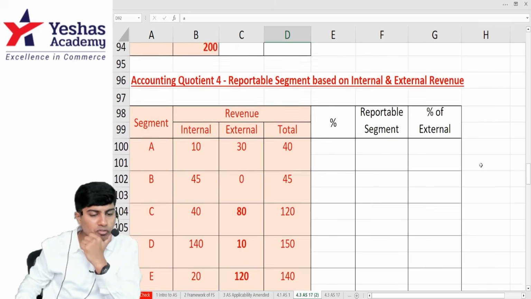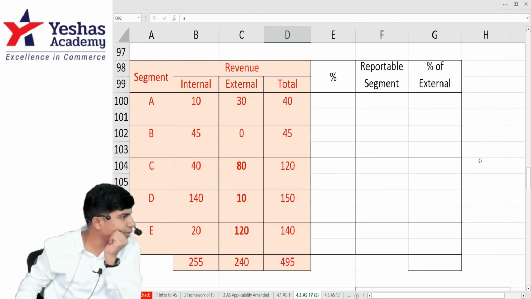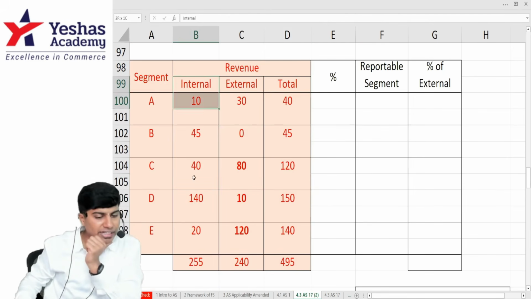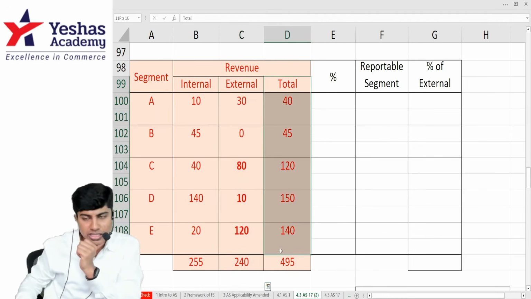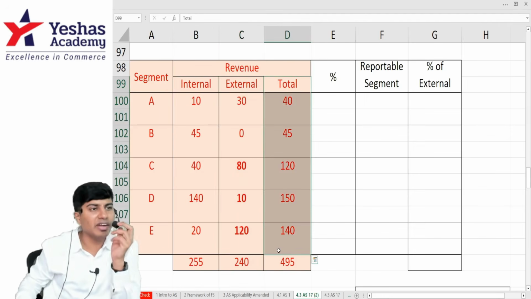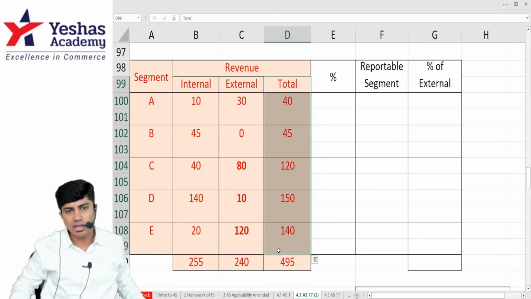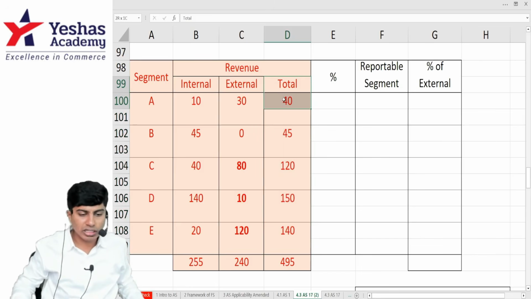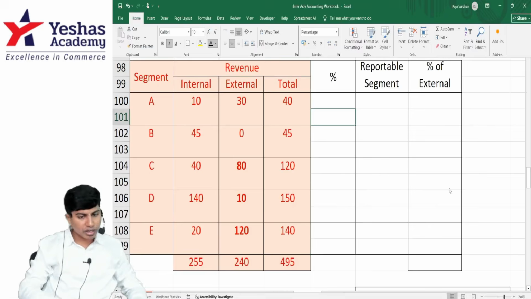Come to AQ4. Did you come to AQ4? Everybody sees this. I have internal sales, external sales, and total sales. I want to now identify which among these five segments, A, B, C, D, E, are reportable. How do I do this? Very simple. Total turnover of segment A is 40. Total turnover of the business as a whole is 495. I will do 40 by 495 into 100.